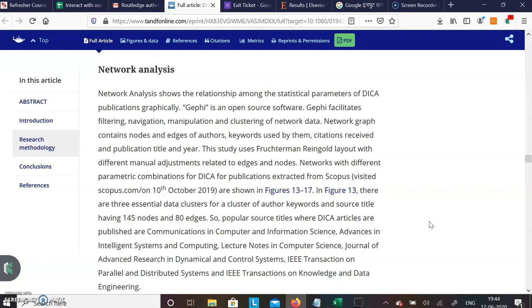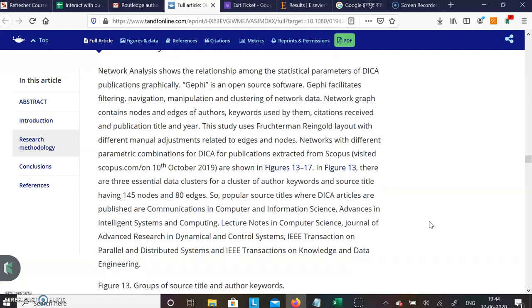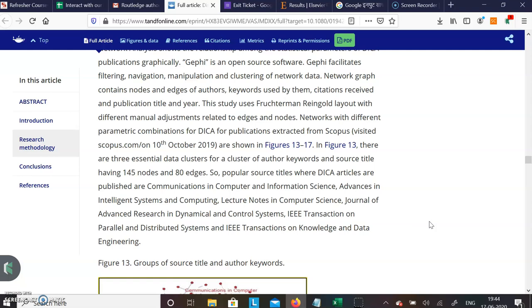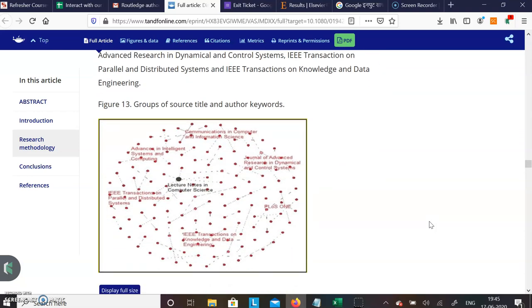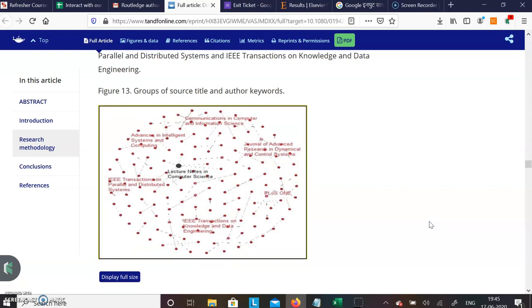From here onwards we start with Gephi diagrams. Gephi is open source software that facilitates the filtering, navigation, manipulation and clustering of network data. The network Gephi diagrams are shown from here onwards. They contain nodes and edges of authors, keywords used by them, citations and publications of the authors, titles and years. Figure 13 shows the group of source, title and author keywords. It's a cluster showing where the publications are predominantly submitted.